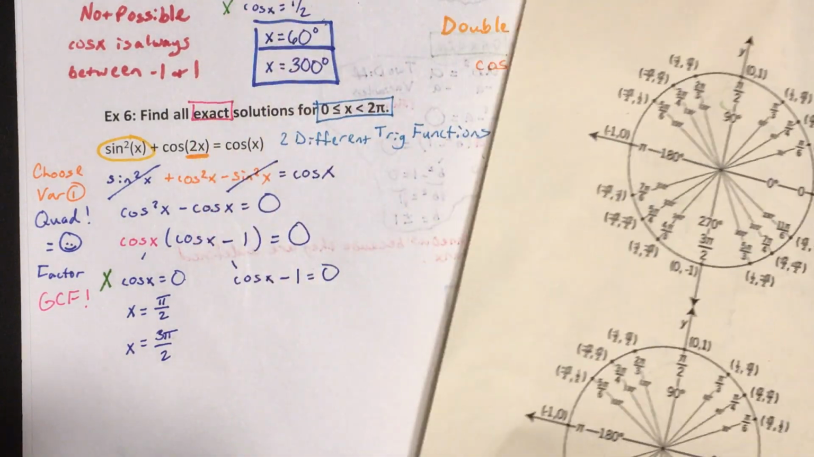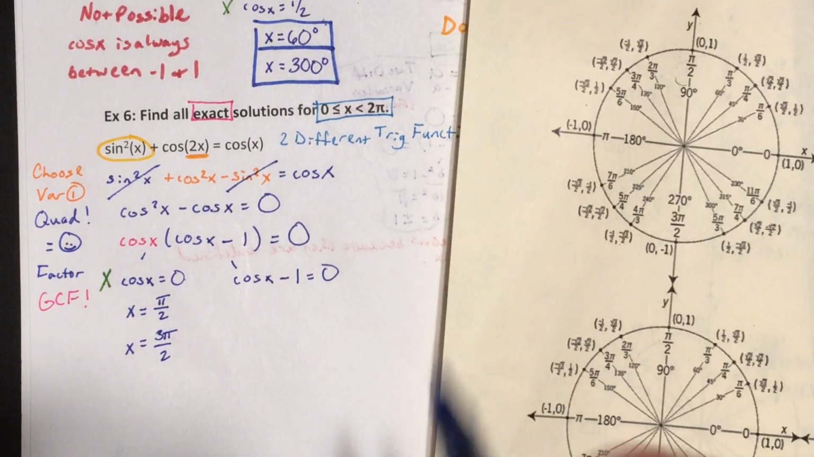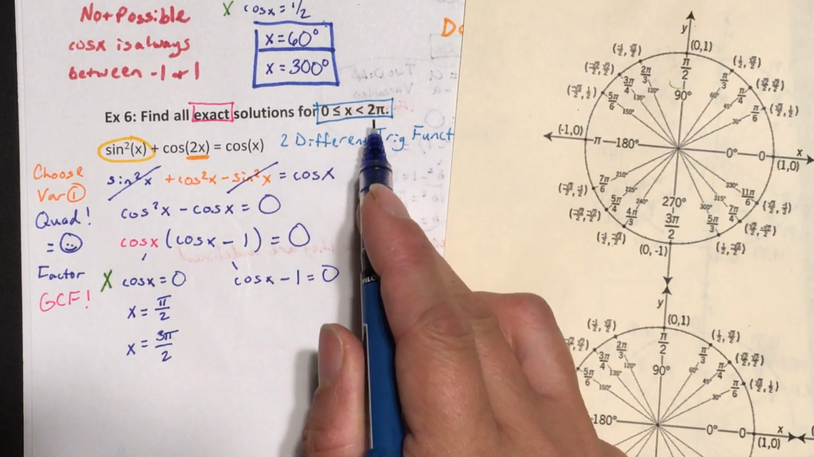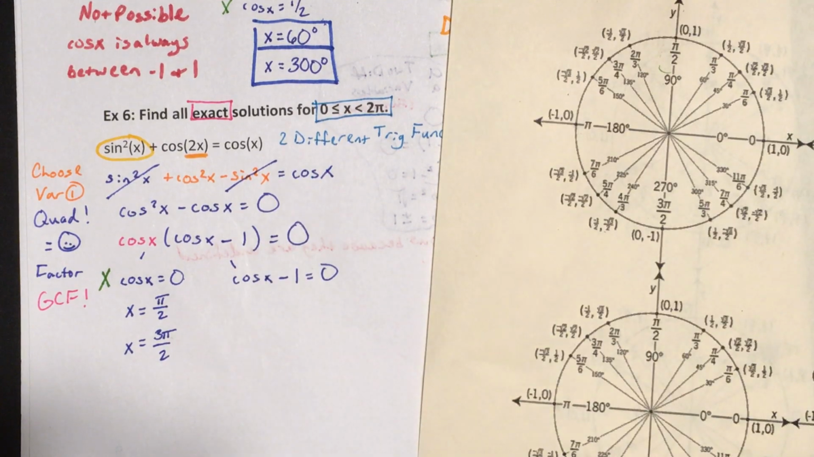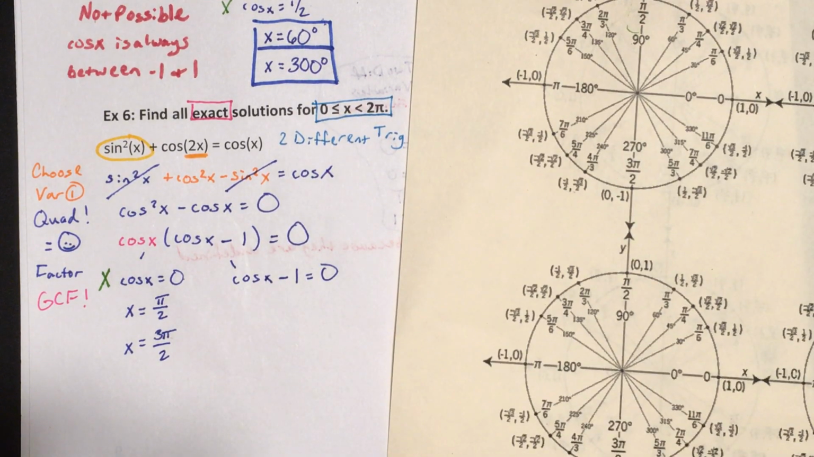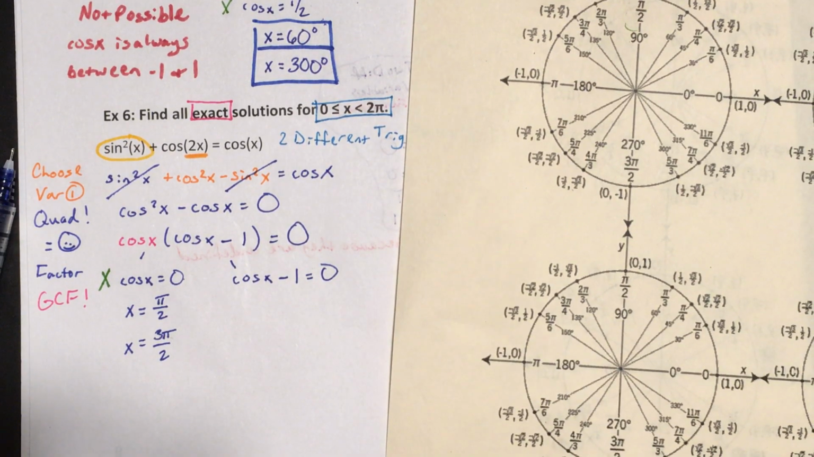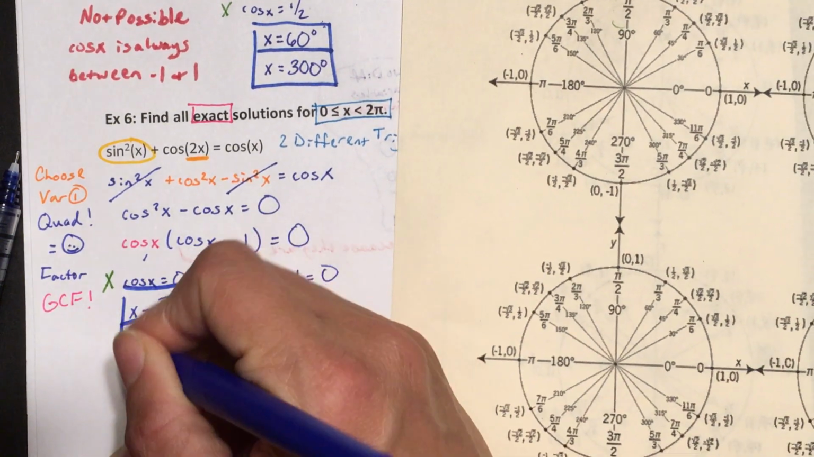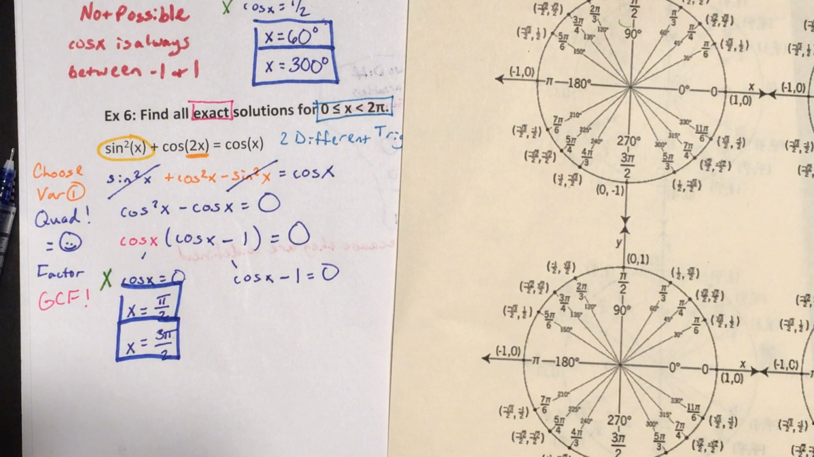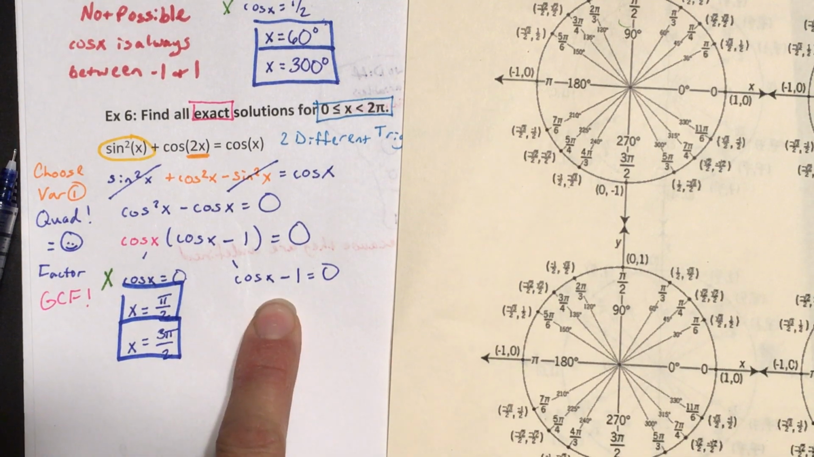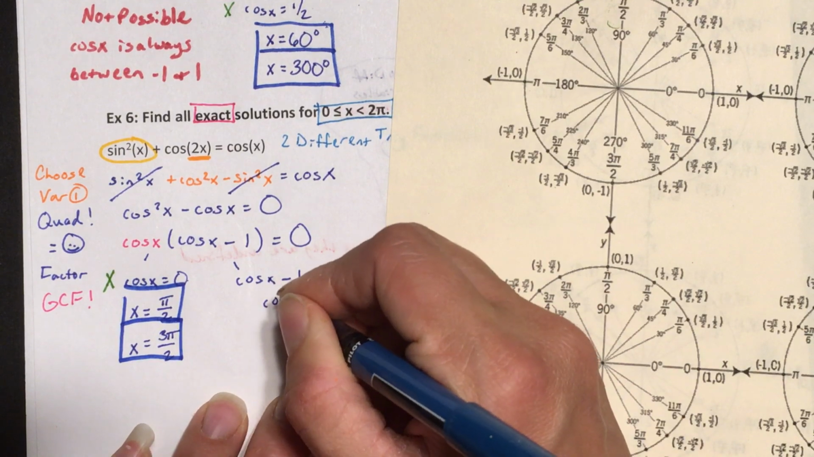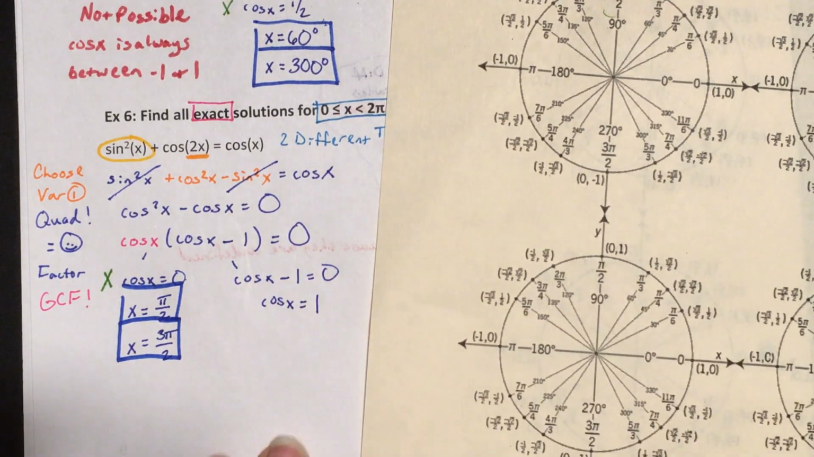Now, should we add plus 2 pi k to this one? Nope, because we are given the interval of one rotation of the unit circle, 0 to 2 pi. So we don't want to add on 2 pi k because that's going beyond one rotation. So we're not looking for the coterminal solutions here. So pi over 2 and 3 pi over 2. So now, moving on to our second part of the equation. If I add 1, we get cosine x equals 1.